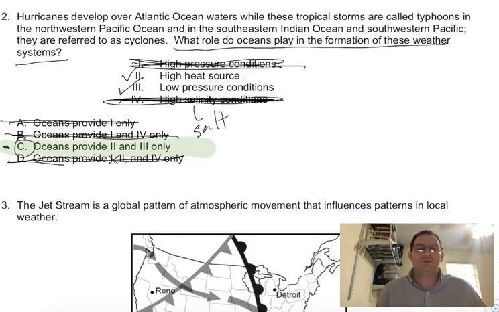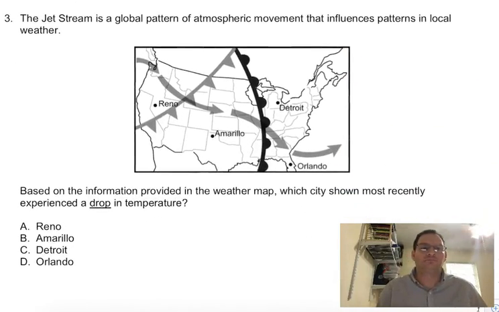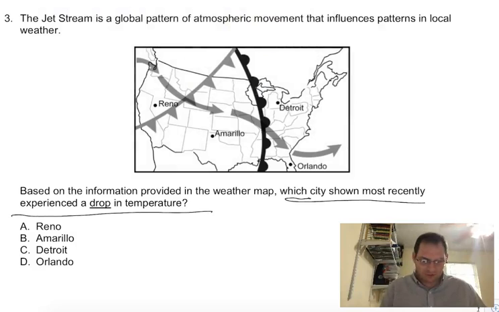All right, let's move on to the next one. The jet stream is a global pattern of atmospheric movement that influences patterns of local weather. Based on the information provided in this weather map, which city shown most recently experienced a drop in temperature? Just asking us which city recently experienced a drop in temperature. So drop is a key thing, it's underlined. Okay, so look for which city. We're given A, Reno, B, Amarillo, C, Detroit, D, Orlando.